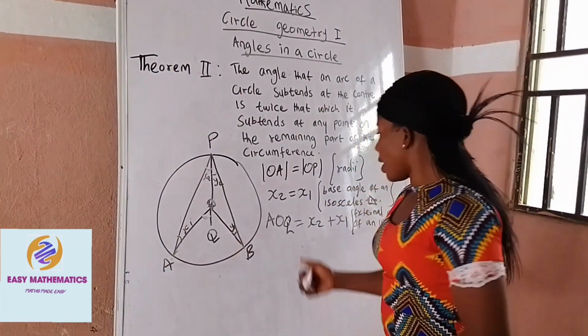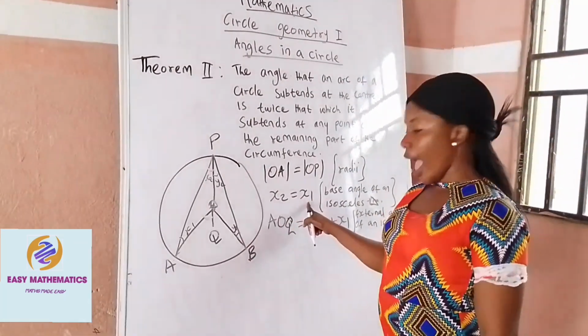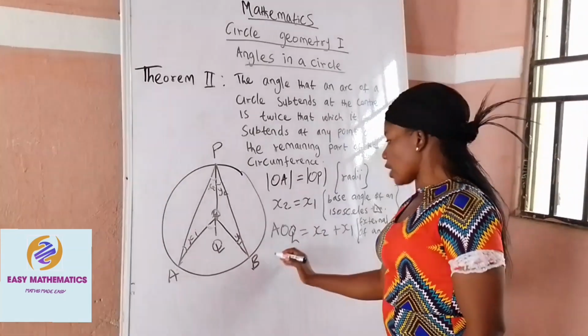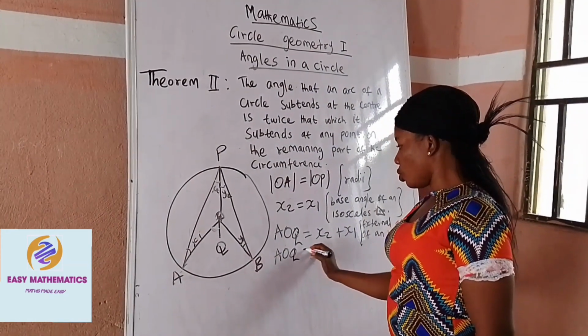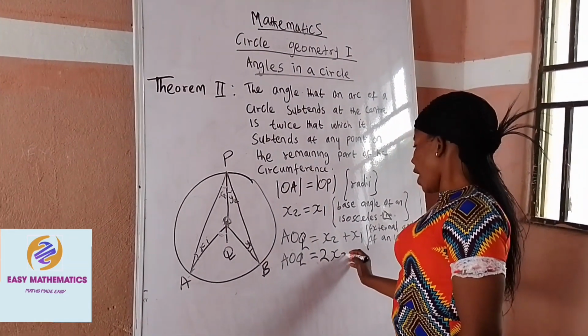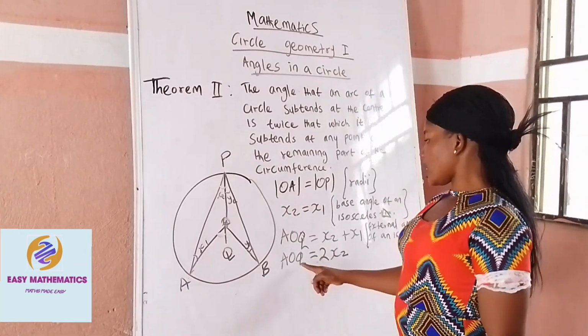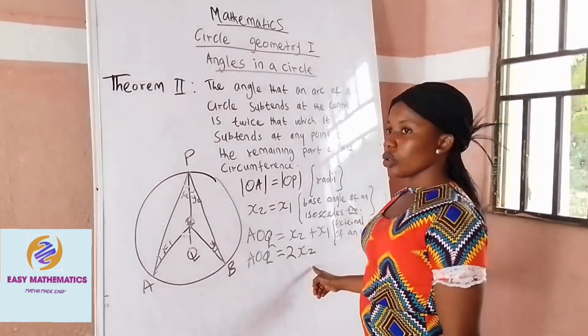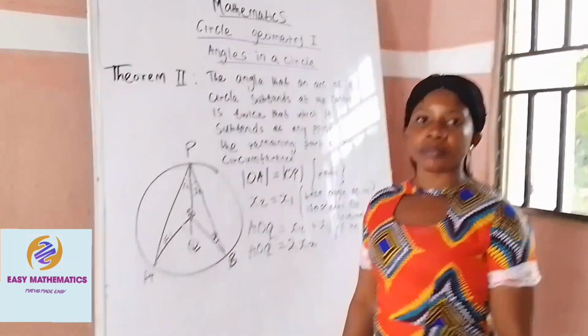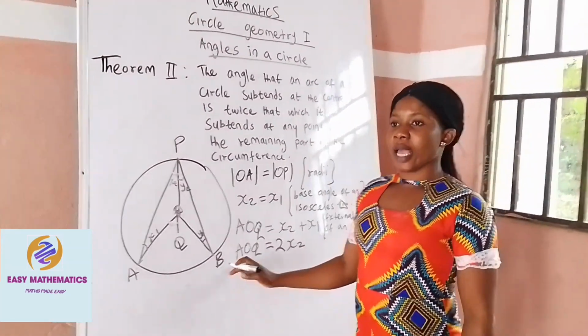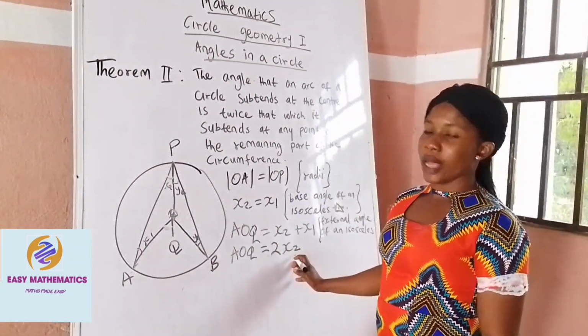Now, since S2 is equal to S1, we can simply say that AOQ is equal to 2S2. We can say that AOQ is equal to 2S1.